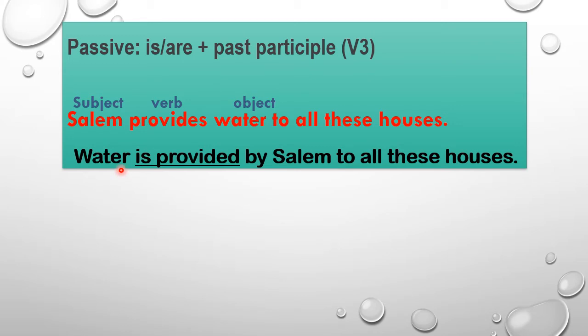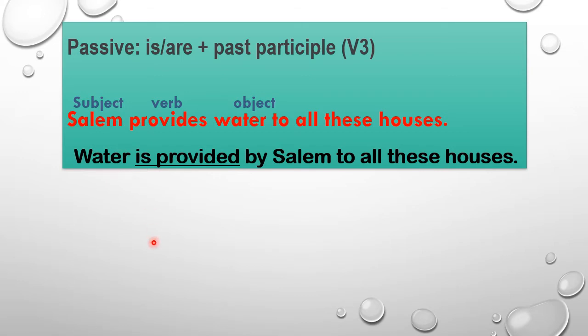Then I add is, water is. I put is because water is singular. Water is. Then I add ed because the past participle of provide is provided. التصريف الثالث. Then I put by Salim because Salim here in this sentence is less important than water. But here, Salim becomes the beginning, so it's more important than water. Salim provides, no, here water is provided by Salim. Water, not milk, not gas, not electricity. Water is provided by Salim. I put it in the beginning because it is the most important in the sentence.